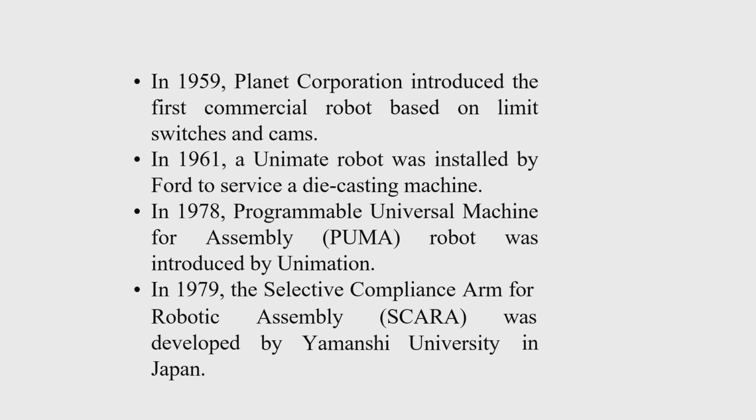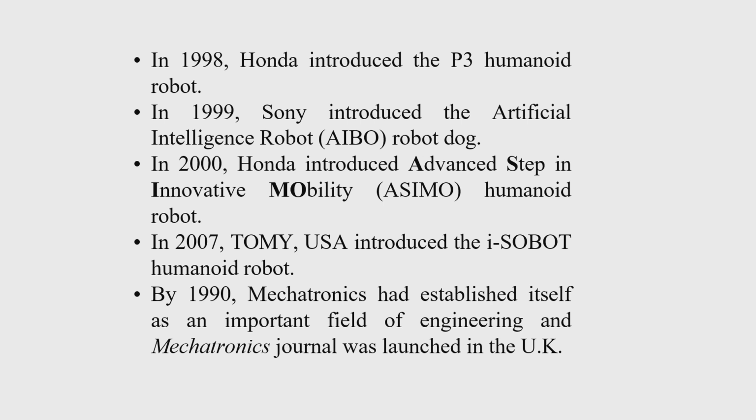So we see that that decade was basically the decade of Industry 3.0. A lot of development took place. In 1998, Honda introduced the P3 humanoid robot. In 1999, Sony introduced the artificial intelligence robot dog. In 2000, Honda introduced the Advanced Step in Innovative Mobility, that means the ASIMO humanoid robot. In 2007, Tomy USA introduced the iSobot humanoid robot, and these are the types of developments that have been taking place.